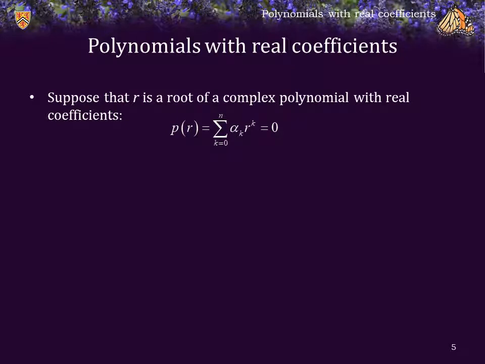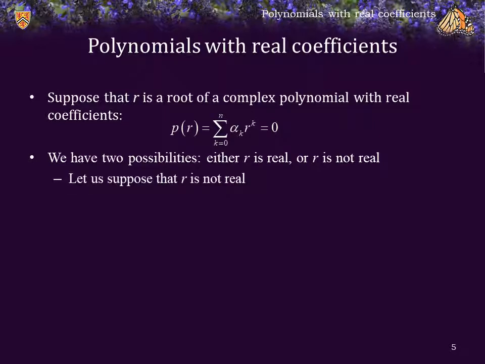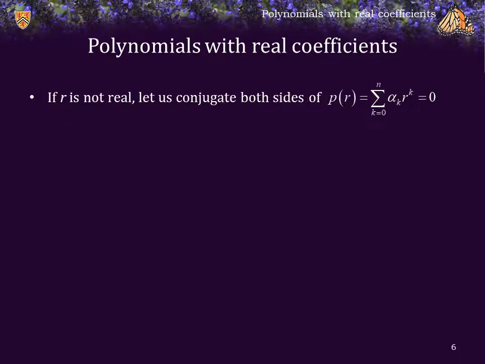Now, suppose that r is the root of a complex polynomial of degree n with real coefficients. So r is some complex number, and when we substitute it into the polynomial, we get the value 0. We have two possibilities. Either r is real or r is complex and not real. Well, let us assume that r is not real. So, let us assume that r is a non-real root of p, in which case, let us conjugate both sides of that equation.